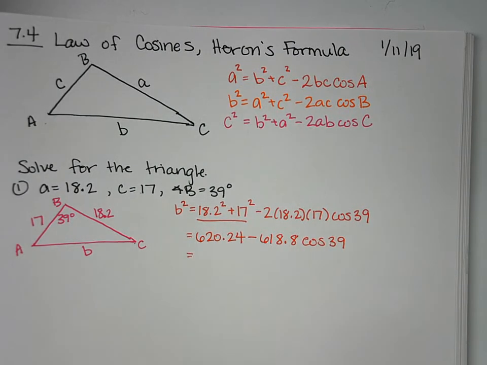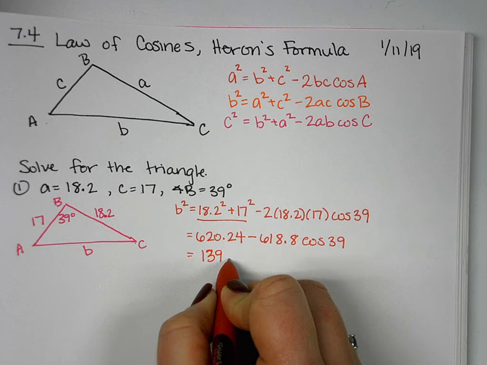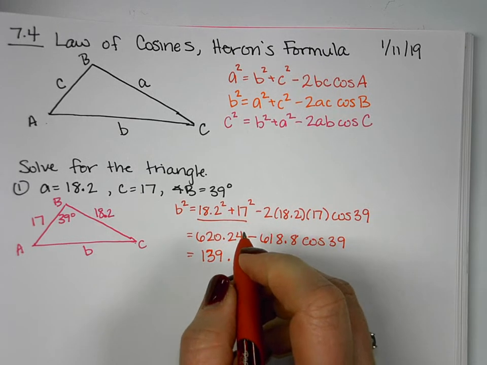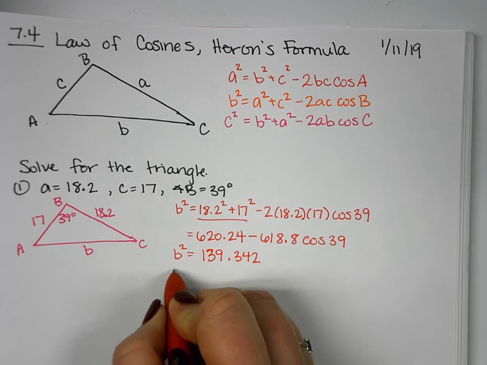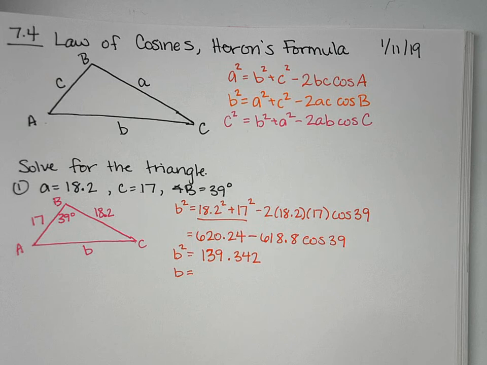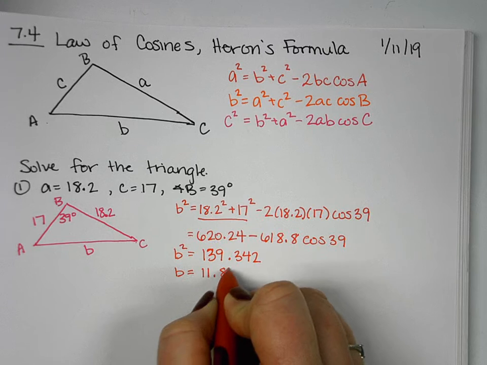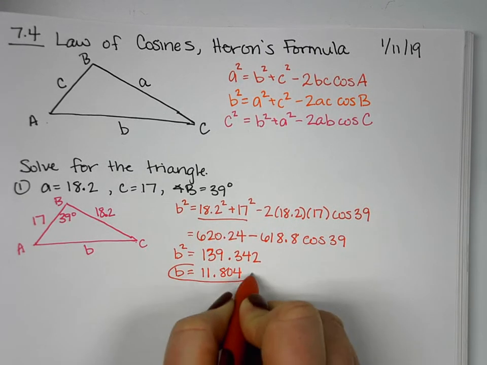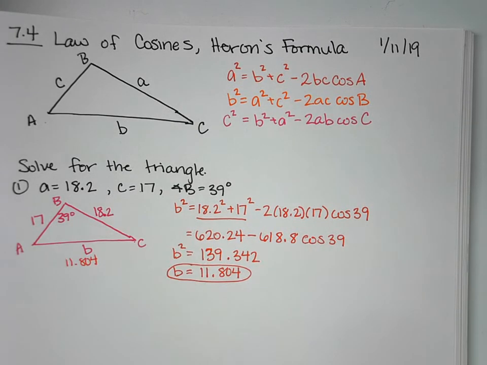Now I'm going to plug this whole thing in together in my calculator. 620.24 minus 618.8 cosine 39, enter, and I get 139.342. Now that's B squared. So to find B, we have to square root it. I square root my answer and I have 11.804 as my length of B. Okay, so that's our first part.